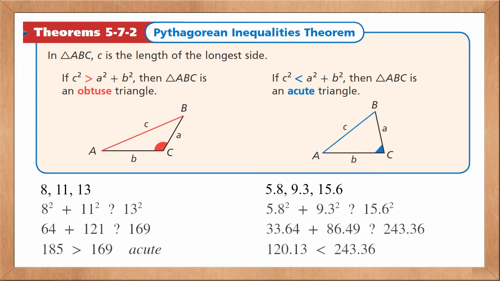5.8 squared is 33.64. 9.3 squared is 86.49, and 15.6 squared is 243.36. So when it all is said and done, the longest side, 15.6, when I square that, that happens to be larger than the sum of the squares of the legs. So what we're dealing with here is an obtuse triangle because the largest side, 15.6, when you square it, is still larger than adding up the squares of the legs. And so we're dealing with an obtuse triangle.